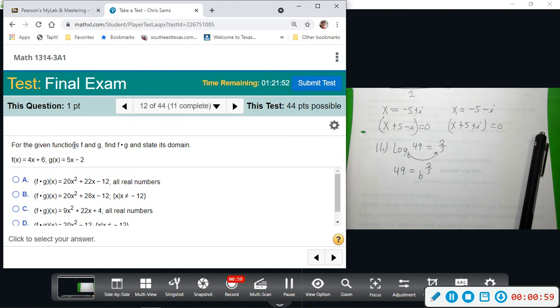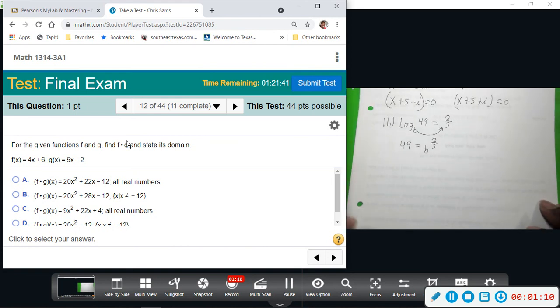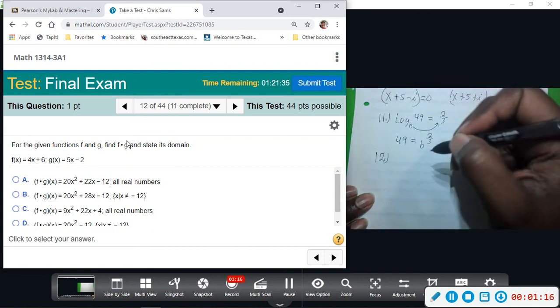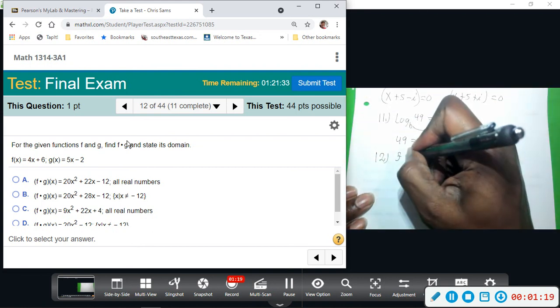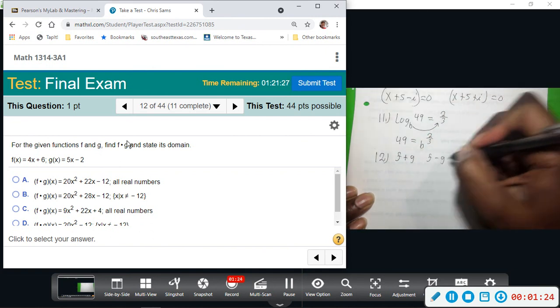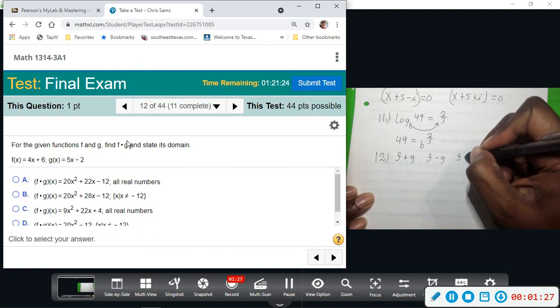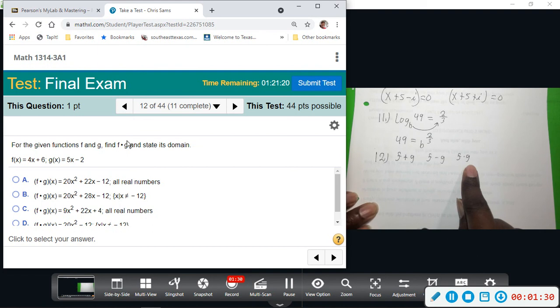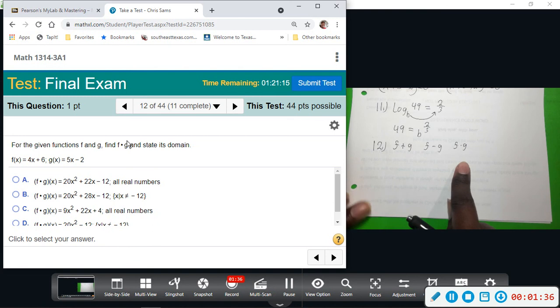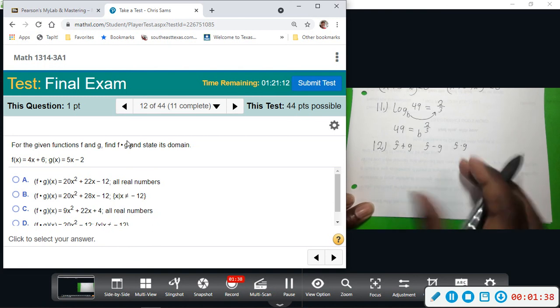12, we want to know for the given functions f and g, f times g, we want to state the domain. Okay, so the rule was, whenever you do functions, you had f plus g, f minus g, and f times g. All of these will have the same domain, and that is whatever the domain of f and g are individually. You look at the overlap, you kind of stack them.